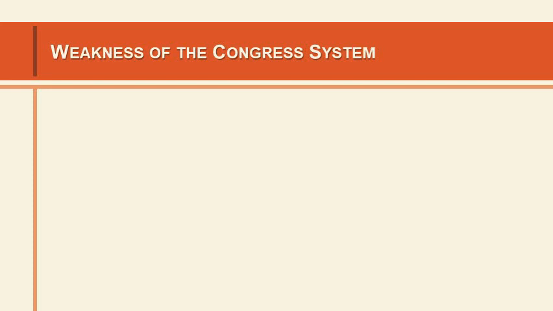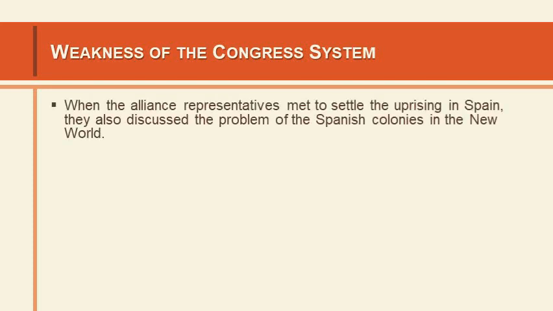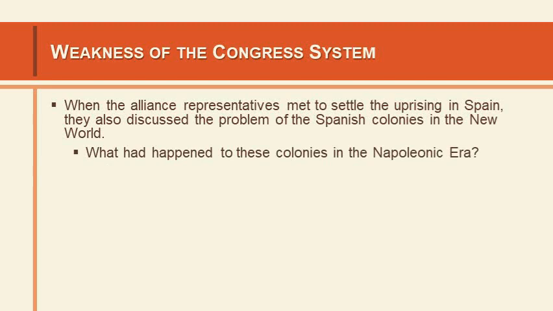So, now there's issues happening in the New World. These colonies, the countries today that we know as Colombia, Peru, they were still Spanish colonies at this time. And they are also pressing for independence. So, what does the Congress decide to do? Well, just as they did in Italy and Spain, they attempt to suppress.